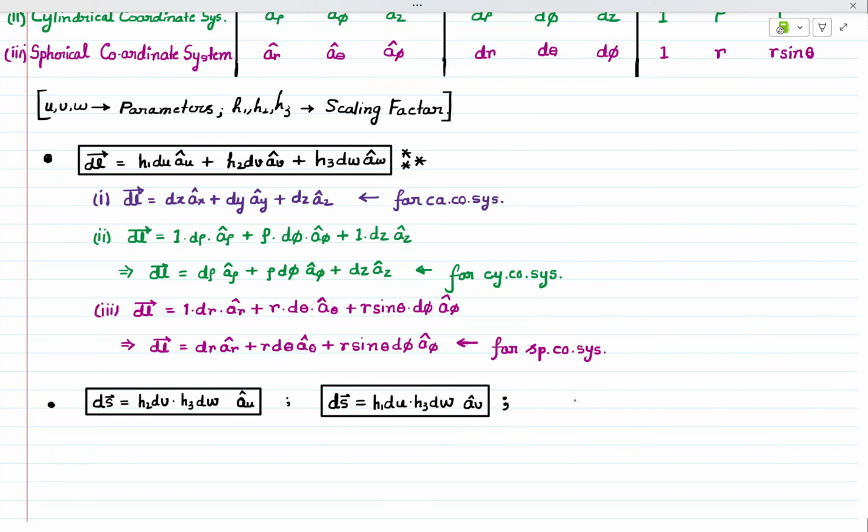And ds in the direction of aw. Now the parameter w is used to give the direction, so the parameters u and v will be used to give the magnitude over here. That is H1 du into H2 dv.